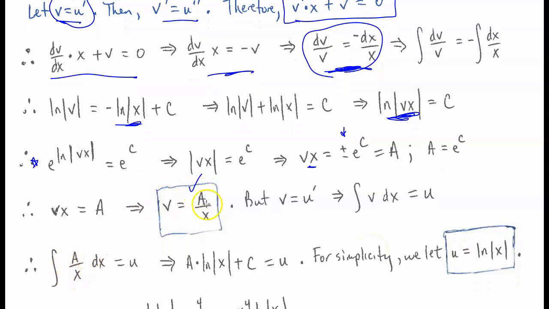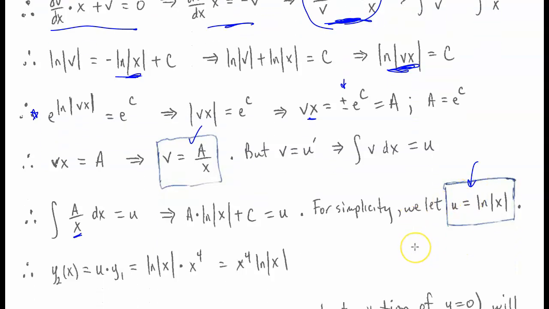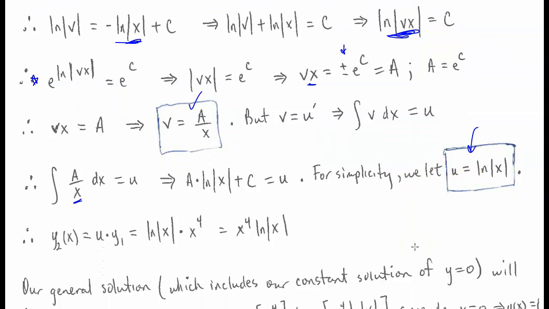So since v was a divided by x here, the antiderivative of that is a times the natural log of absolute value of x. And so for simplicity here, what we will do is strip off the constants and just say the root function is natural log of absolute value of x. So we let u be natural log of absolute value of x. So what that means here is that my y sub 2 is just going to be what y sub 1 was times what u was. So x to the 4th times natural log absolute value of x.